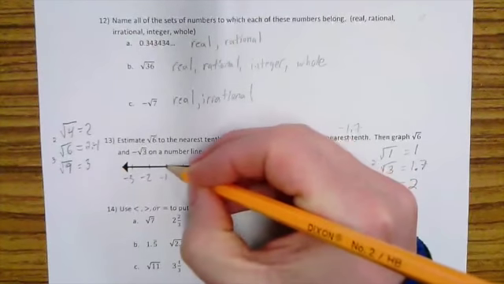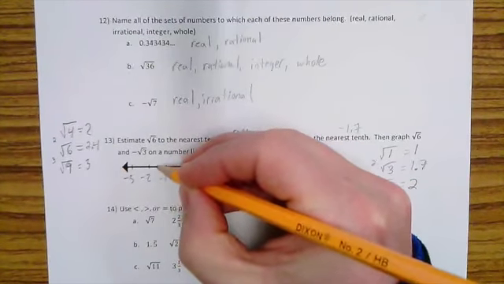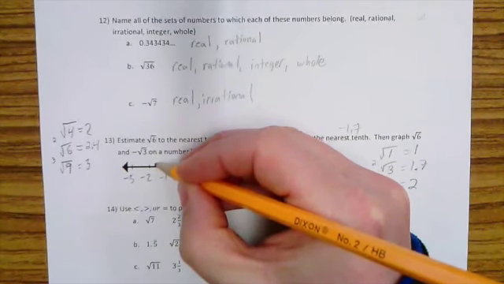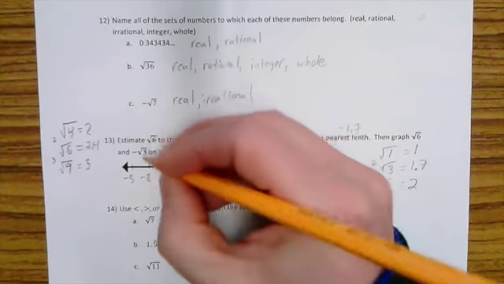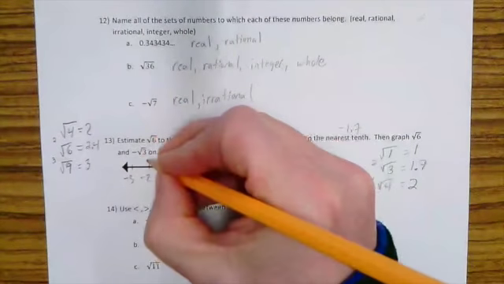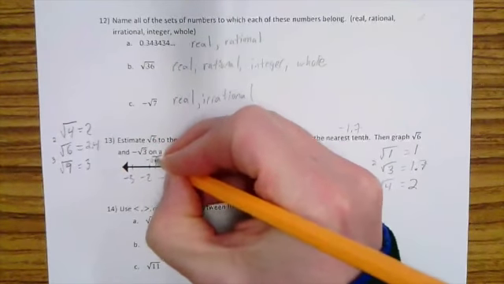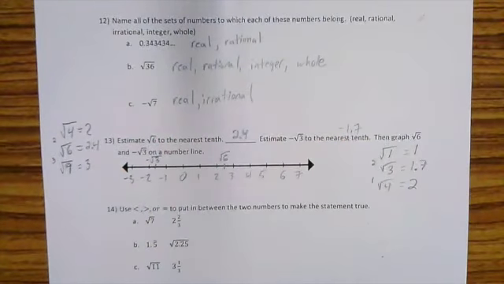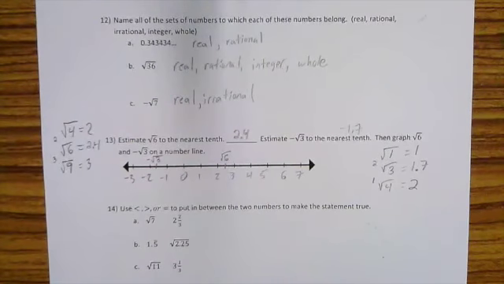So here's 0, -1, -2. Negative 1.5 is right here, a little bit closer to the 2. Right here is negative 1.7, which is approximately where negative square root of 3 is. Okay, so now I've been able to place those on a number line.